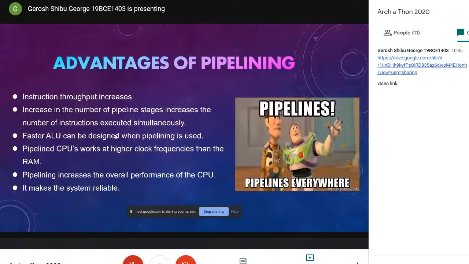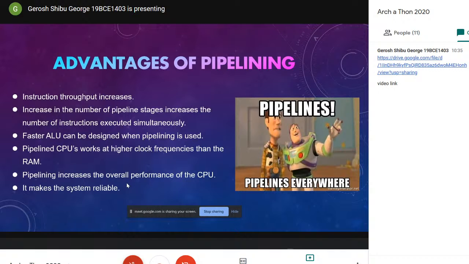So hello everyone. As of now, we have all seen various things related to pipelines, like what a pipeline is, its design and types, and we were going through the hazards. Now comes the advantages and disadvantages. Before going to the points, I would like to have a look at this image, pipelines and pipelines everywhere. From that we can guess that there are a lot of advantages of pipelines.